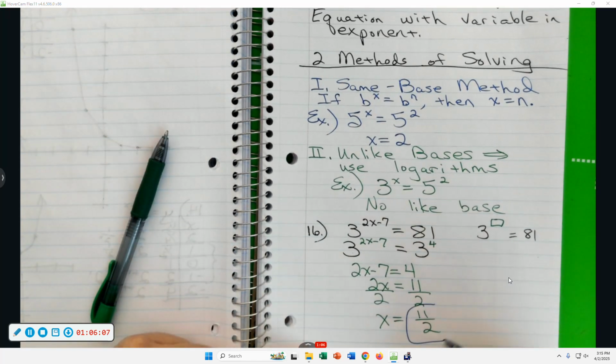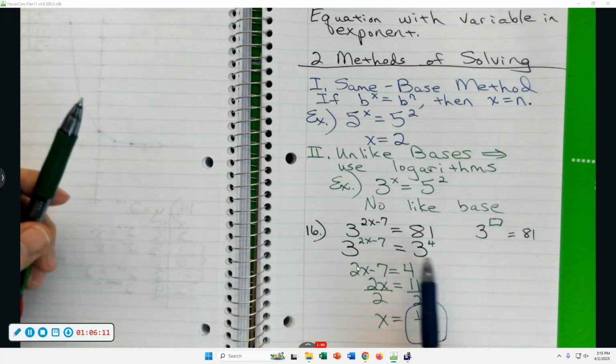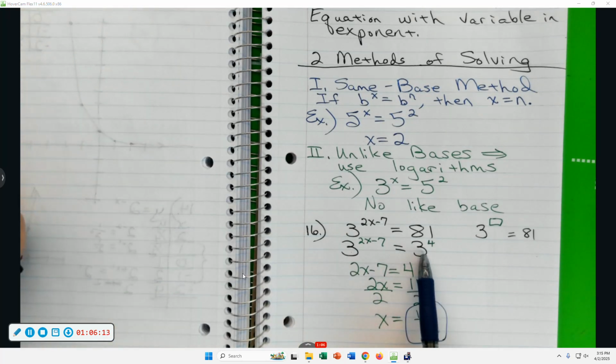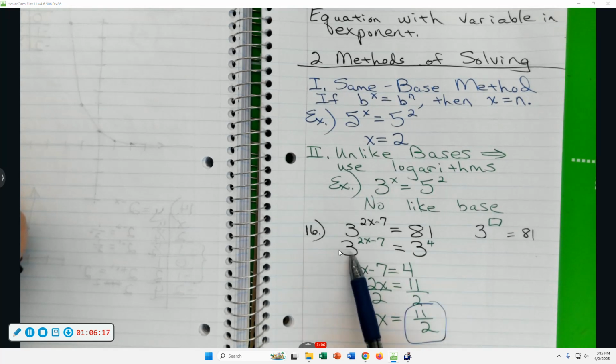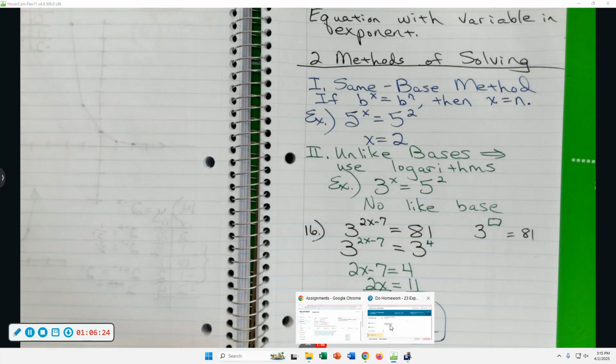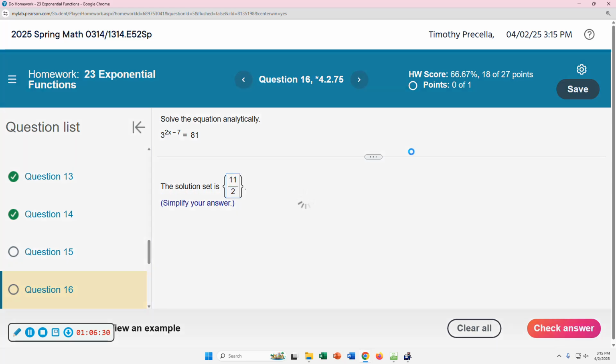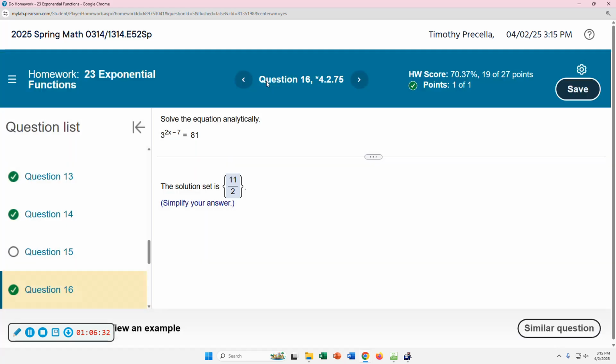You're going to have to use your properties of exponents to get the same base on both sides. And once you have the same base on both sides, you drop the base, set the powers equal. Okay, so any questions over there? Well, we're going to be doing quite a few of these, so let's see another one. Let's go back to number 15.